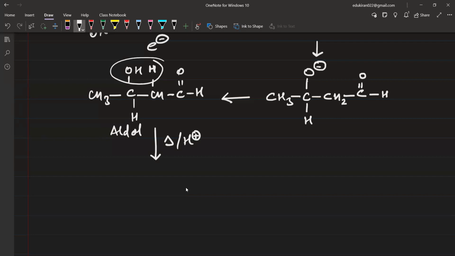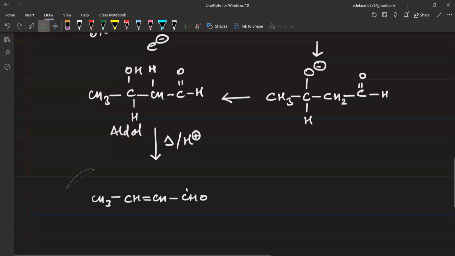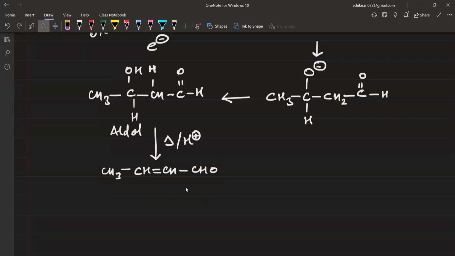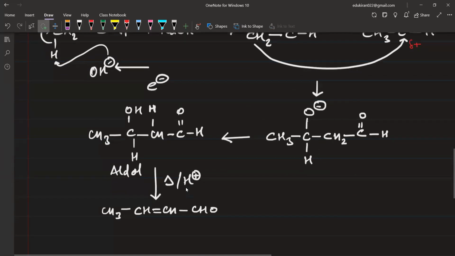We see that H and OH is removed. So you will get CH3, carbon. Here one hydrogen is already there, so one hydrogen will be here, double bond, another CH, and then CHO. Now this is removal of water molecules, so it is condensation. It is known as condensation. Till here you have the aldol reaction, and then when you heat it in the presence of acid, it is condensation reaction.